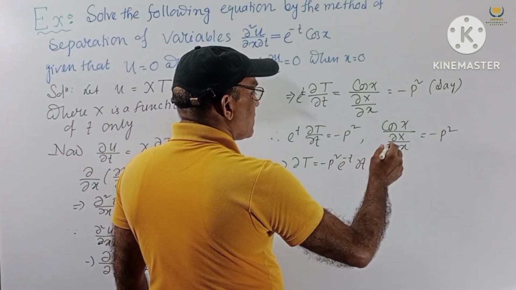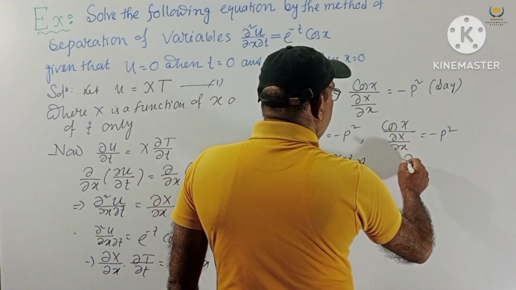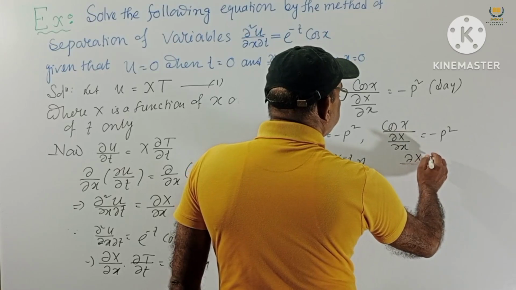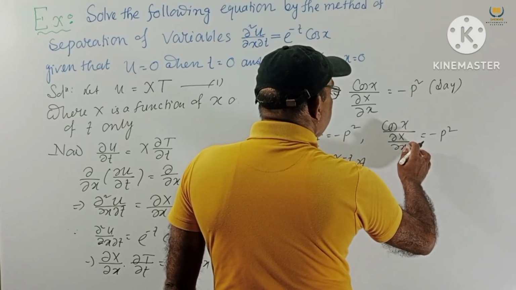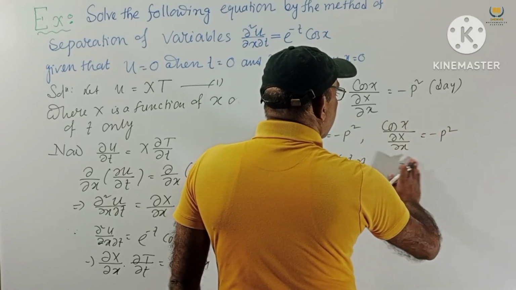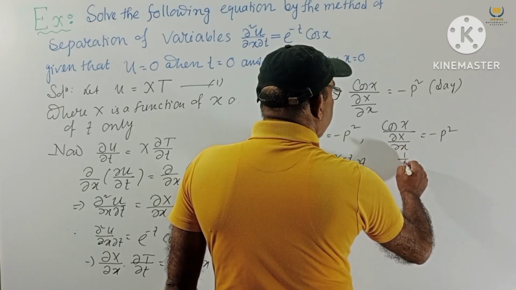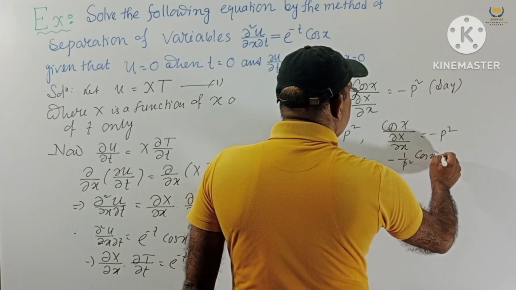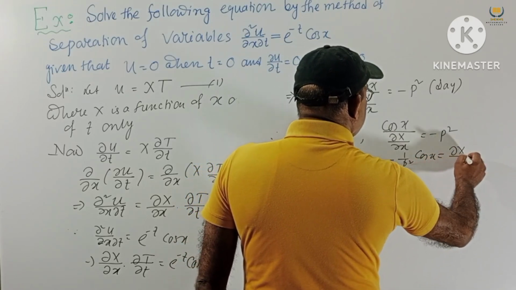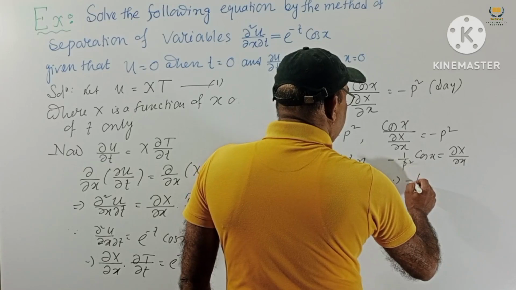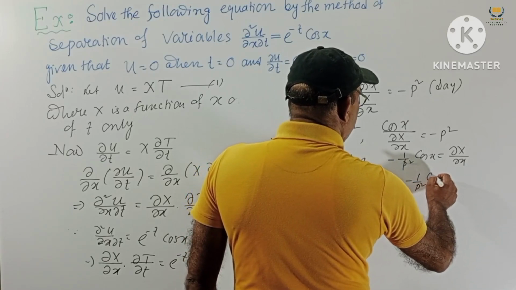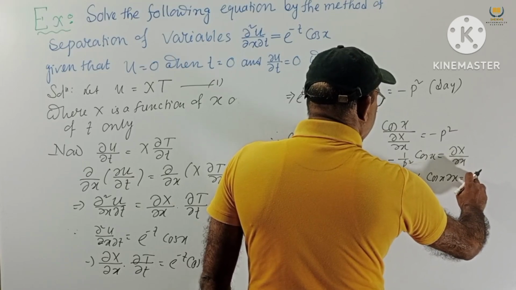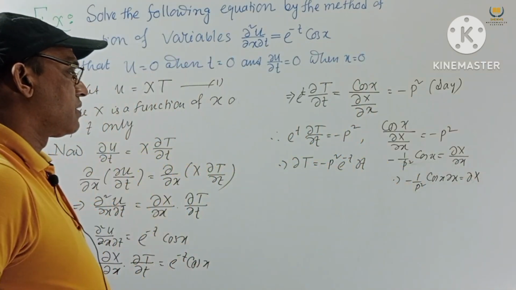And this is equal to del x. If we multiply this on this side, we get 1 by p square cos x del x equal to del x, and minus 1 by p square cos x del x equal to del capital X. We get this one.